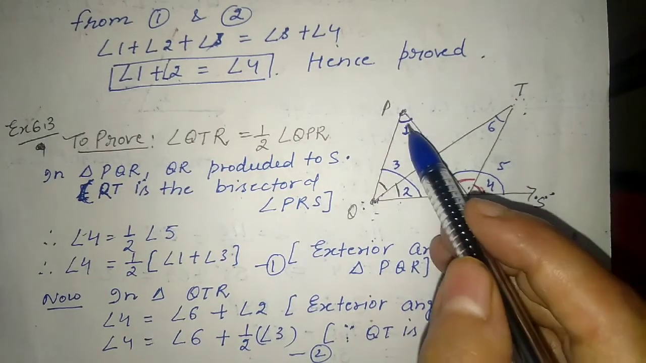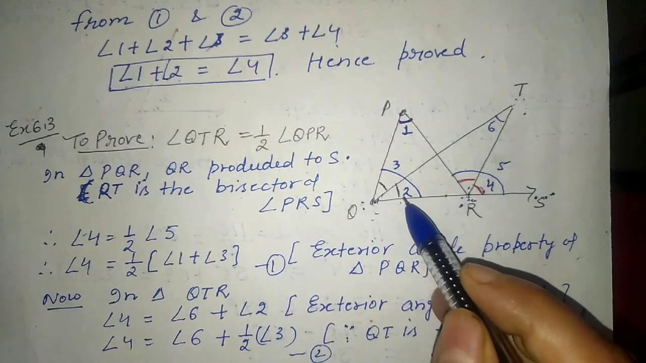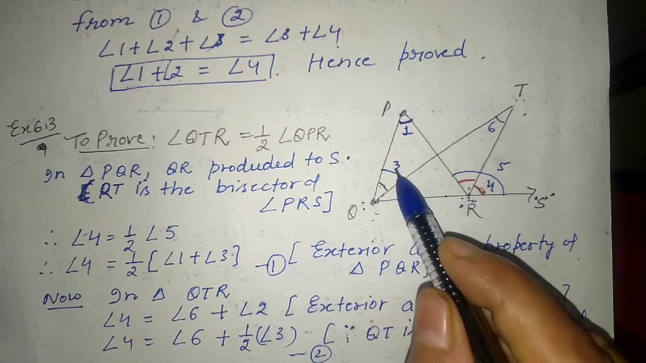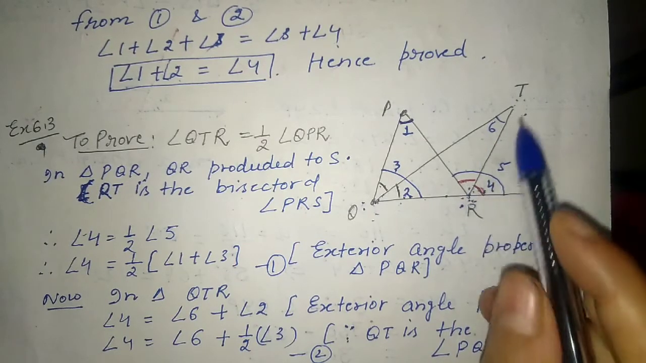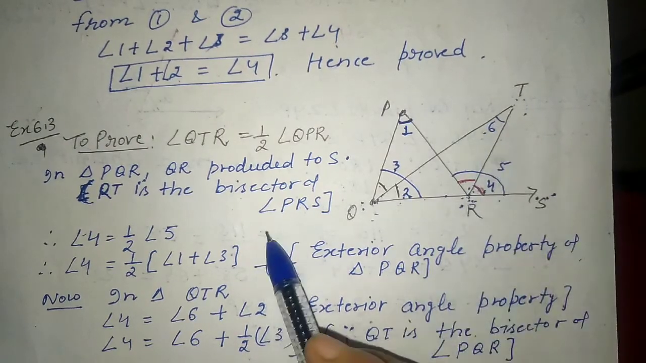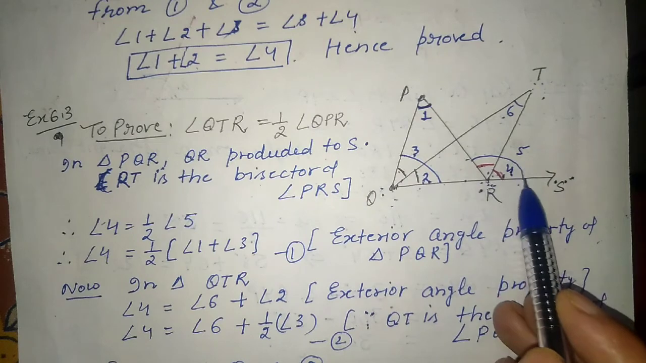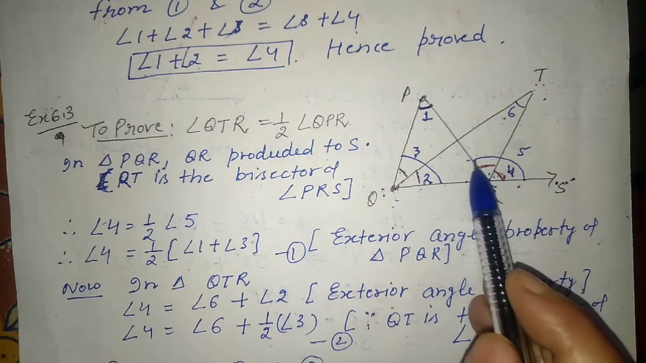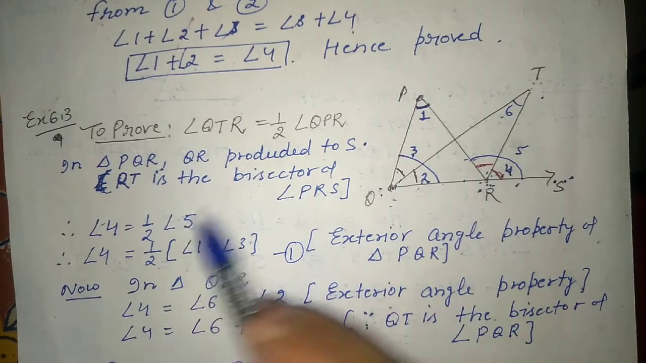So first we will let this be angle 1, this one is angle 2, and these two are equal because this is a bisector. The whole angle I have marked here as angle 3. This small angle is 4, and these two angles are equal because RT is a bisector, and this whole angle is angle 5 and this one is angle 6. So we can write here angle 4 is half of angle 5, because these are the two parts of the same angle. So angle 4 is equal to half of angle 5.